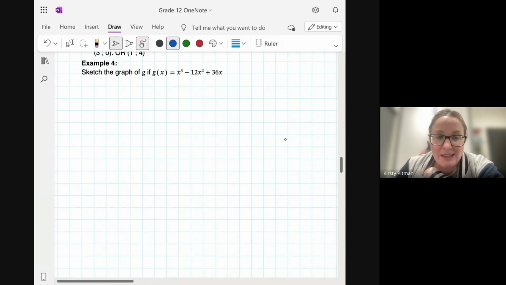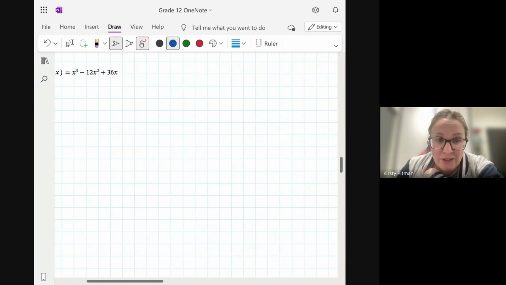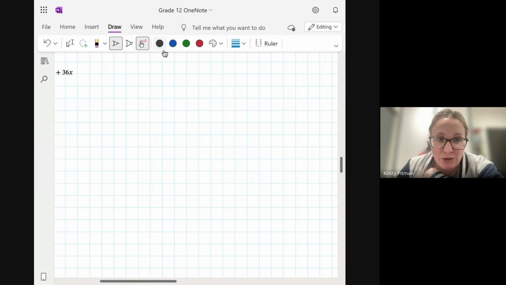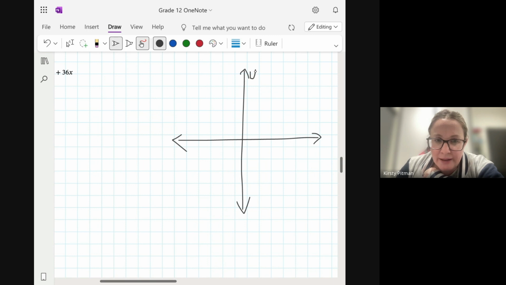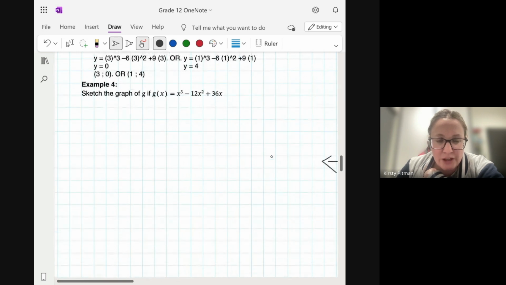The next one says, sketch the graph. So I stop. I don't even move on when I read sketch the graph. I go draw a graph first, to remind myself I need to have a graph. Ruler and a pencil, please. Make sure you're using a ruler. Label y, label x. Done. I've sketched my graph. Now I can go back and do my equation.